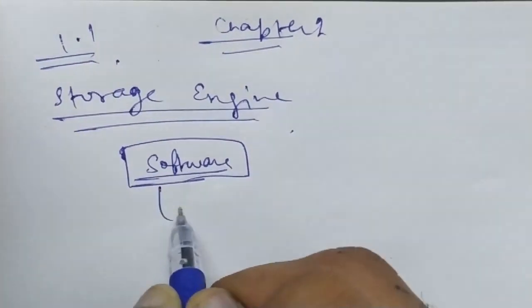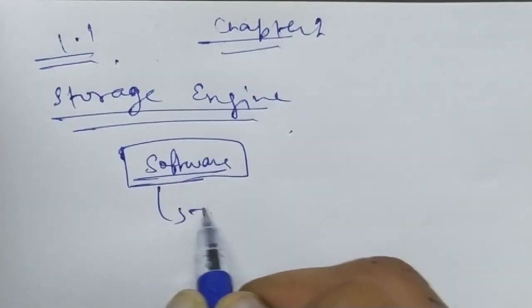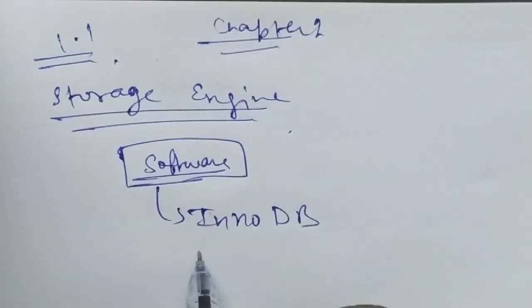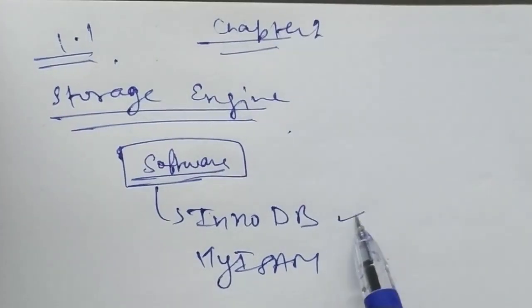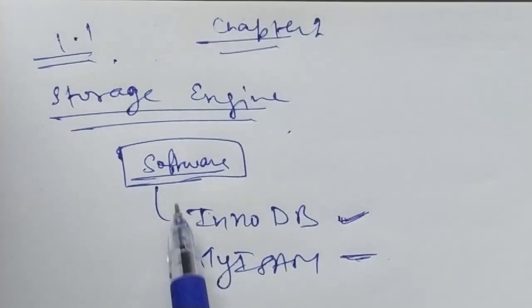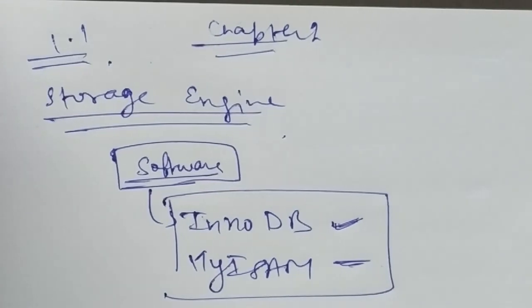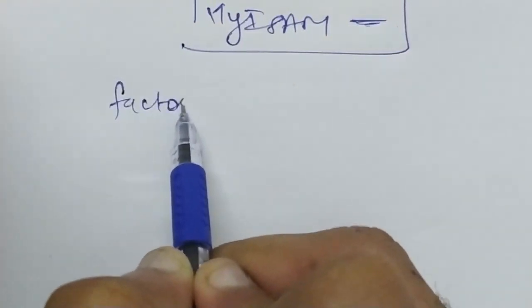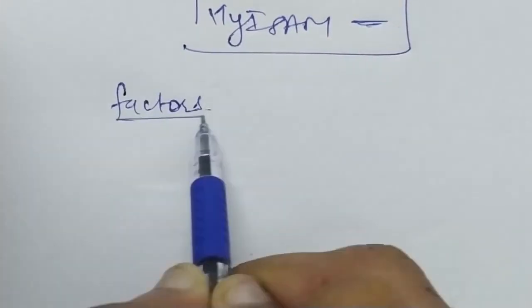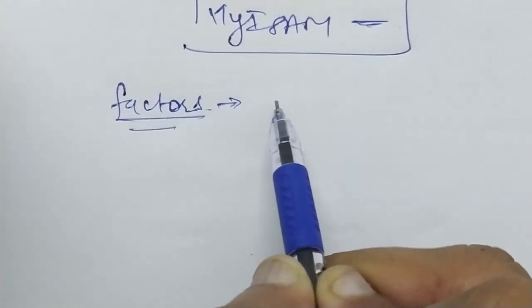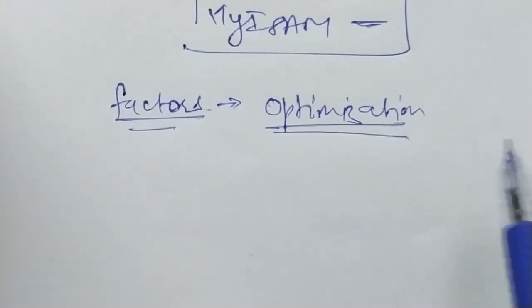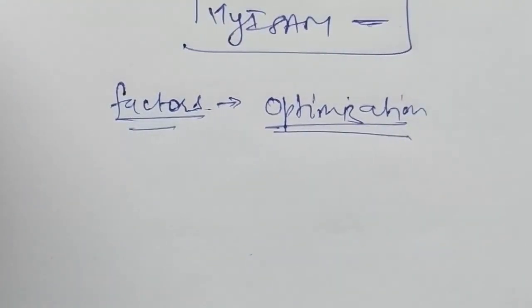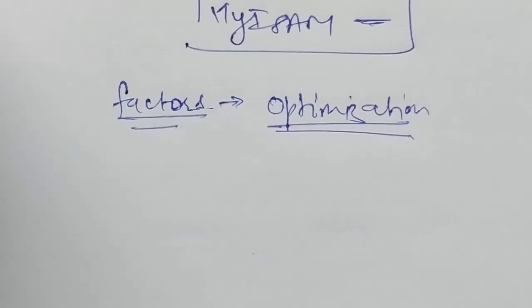So two widely used storage engines are InnoDB and MyISAM. So this is majorly used and this is used less. So you will see why and which one is used where. Now there are some factors that are affected by our choice of storage engine. The major one is optimization. Optimization is a technique of making things faster or making things better, right, with fewer resources and taking the least time.